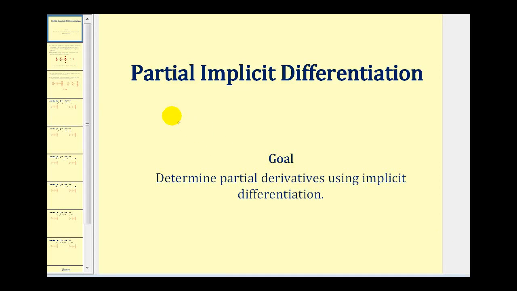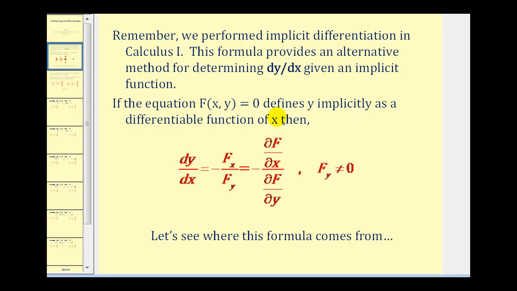Welcome to a video on partial implicit differentiation. We just learned in the previous video that if we have an implicit equation, we can rewrite it in the form of f of x, y equals 0 and then determine dy/dx using partial derivatives. And we actually showed where this formula comes from. And we can expand this to help us determine partial derivatives of functions in terms of two variables.